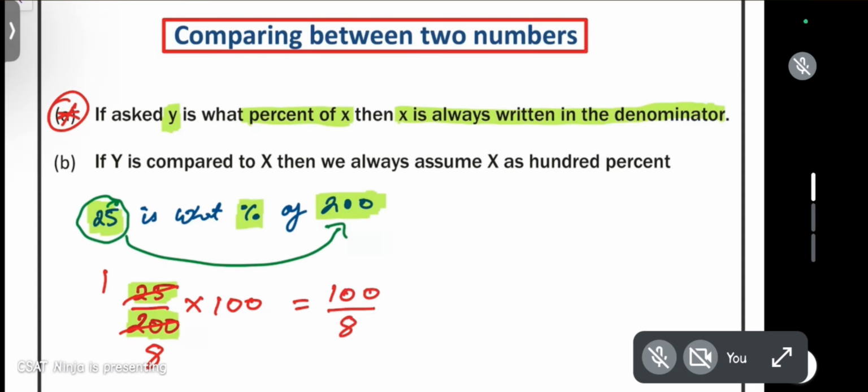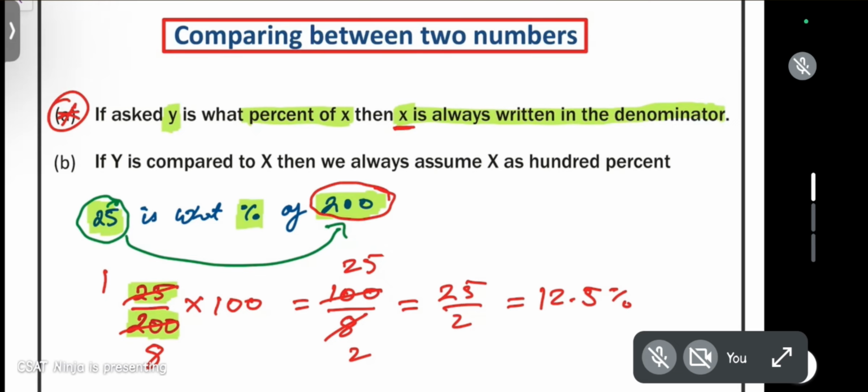I can reduce this one. 4 twos are 8, 4 and 25. 25 divided by 2 is 12.5%. So this is what we have. When you are comparing two quantities, we refer to the base quantity as x, and we use that x in the denominator. In this case, x is 200. So in DI, this is handy, so try to keep it in mind.